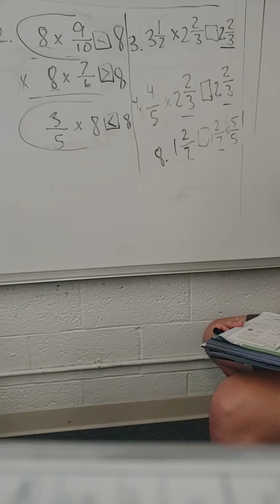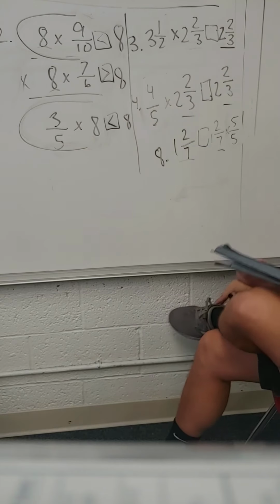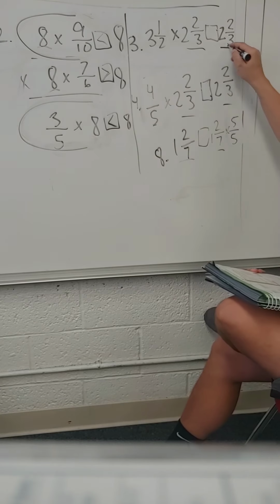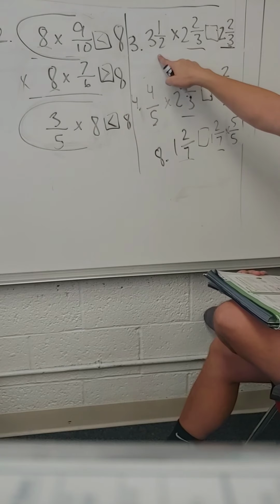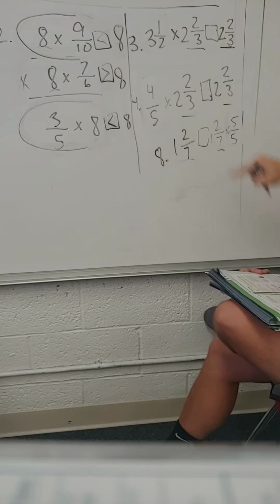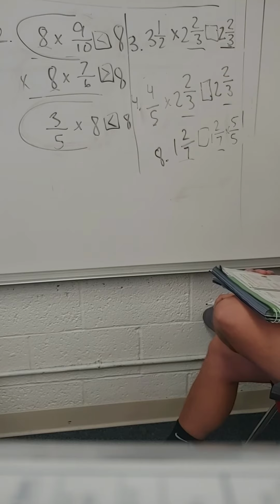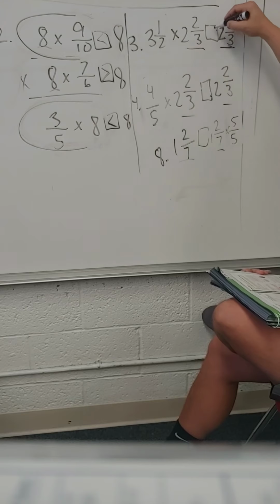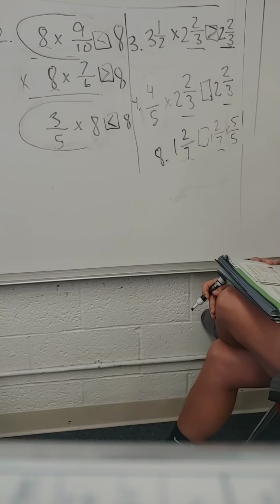Sometimes that fraction will be greater than 1. Sometimes that fraction will be less than 1. Okay? For instance, number 3. 2 2/3 on both sides. And we're multiplying this side by 3 1/2. So if you multiply something by 3 1/2, that means that number is going to get a lot bigger, right? We know alone, just looking at the whole numbers, 2 times 3 would give us 6. So you know our answer is going to be greater than 6 on this side. So in this case, this side is going to get bigger.